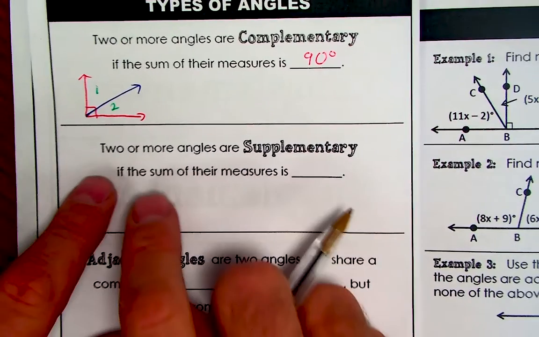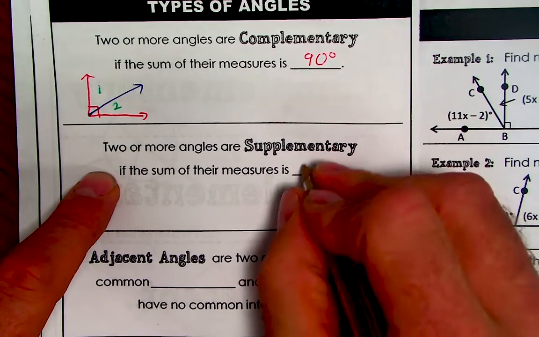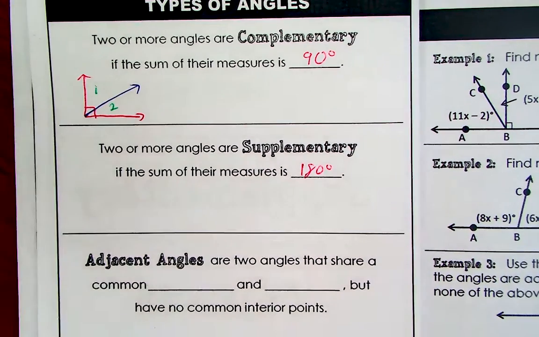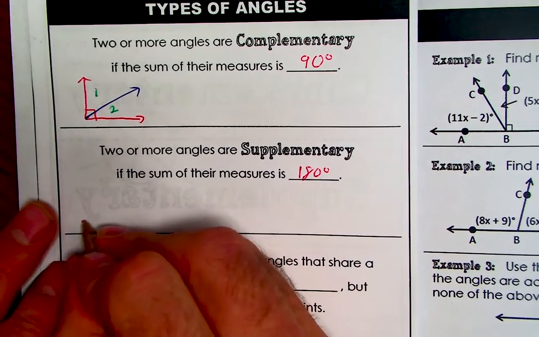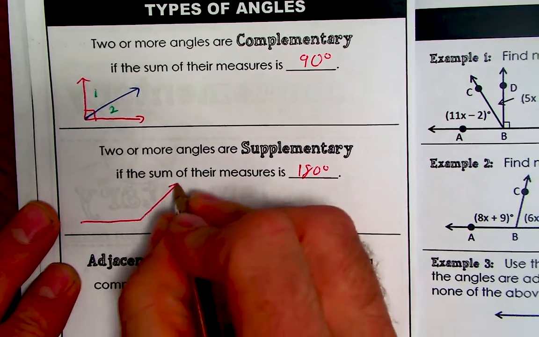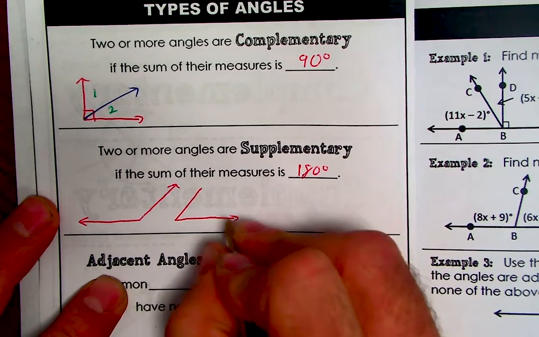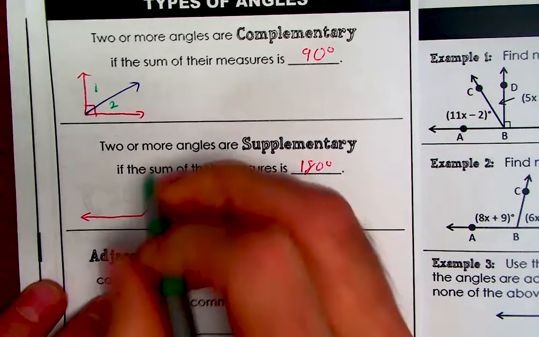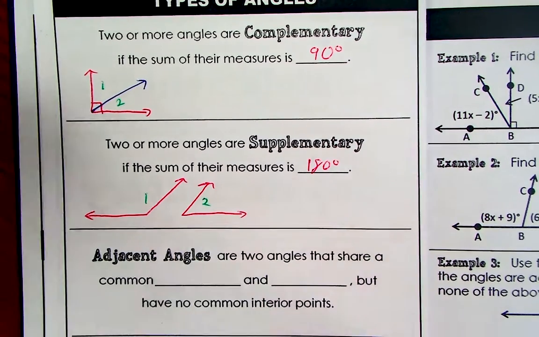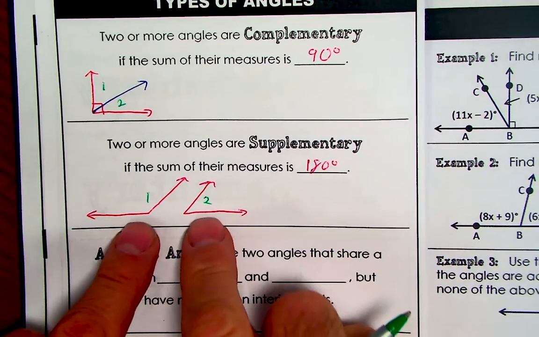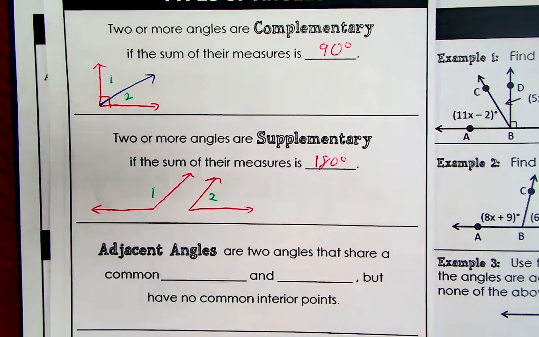If we continue, two or more angles are supplementary if their sum is 180. These angles don't need to be joined together. They don't need to be adjacent. So you could have, let's say, angle 1 that looks something like this, and angle 2 that looks something like that. If we were to join them together, or find their sum, it would be 180 degrees. They can be touching or not. It doesn't matter. The two measures just have to add up to 180.